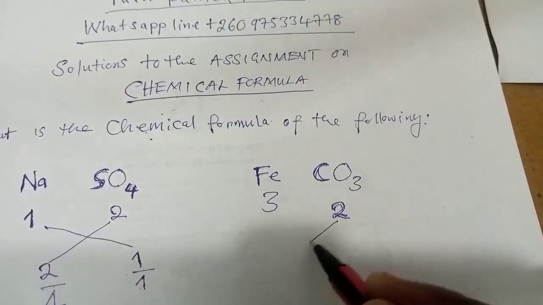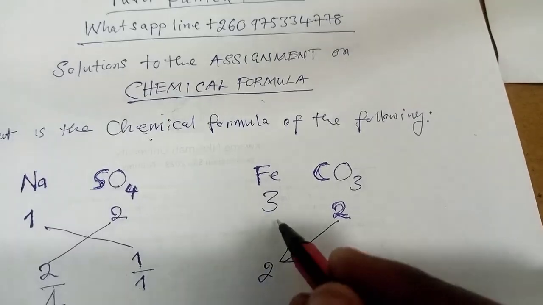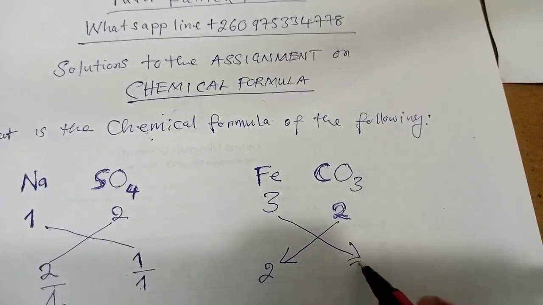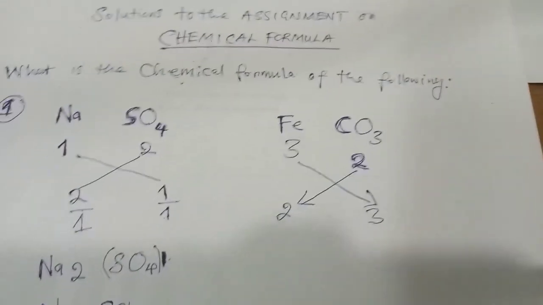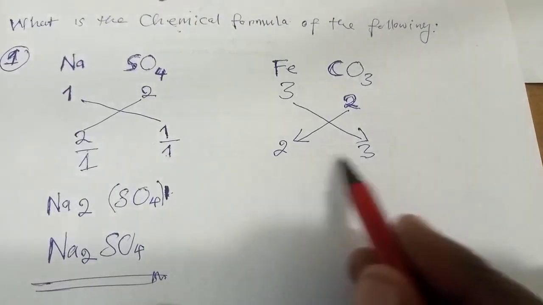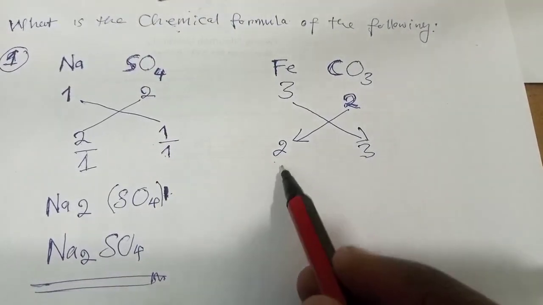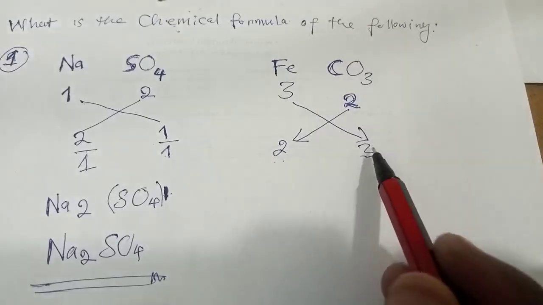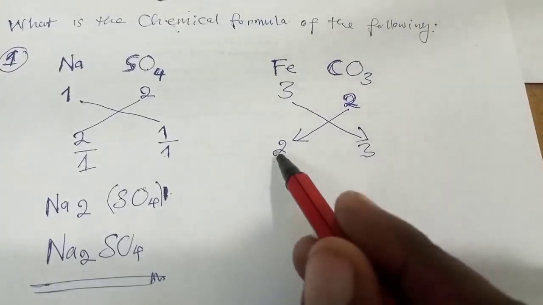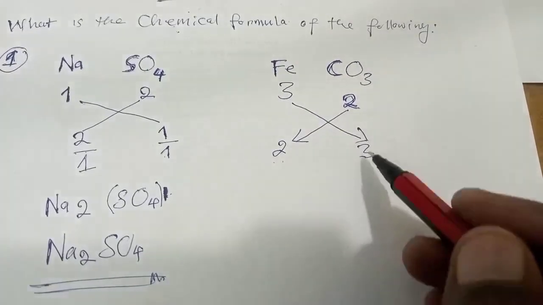So the next thing, you swap the valence numbers, the valence numbers 3 and 2. Then you divide both sides by a common factor, a number that can go into this one and this one without leaving a remainder, and that is 1. When you divide 1 into 2, it will give you just 2, and when you divide 1 into 3, it will give you 3.